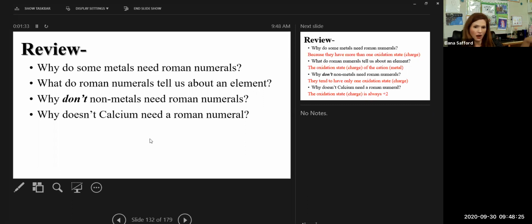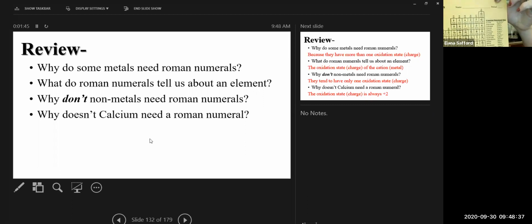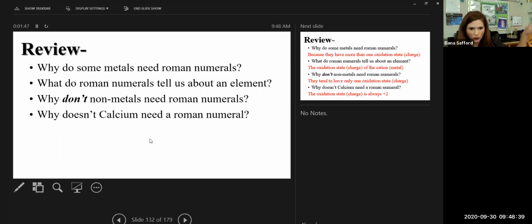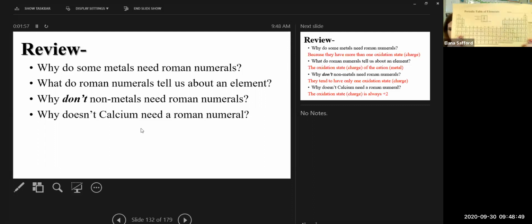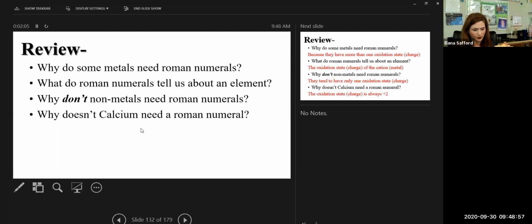Nonmetals do not need this at all, because all of our nonmetals, everything over here, have a set oxidation number. They're never going to change. So when they bond, they don't differ at all. Why doesn't calcium need a Roman numeral? We talked about why not all the metals do. Calcium is located in group 2, so it's always going to lose 2 electrons in a bond. It's the middle ones, the B group, that can vary.